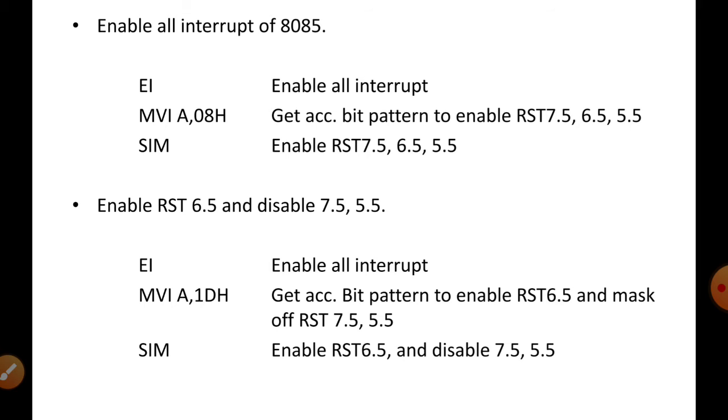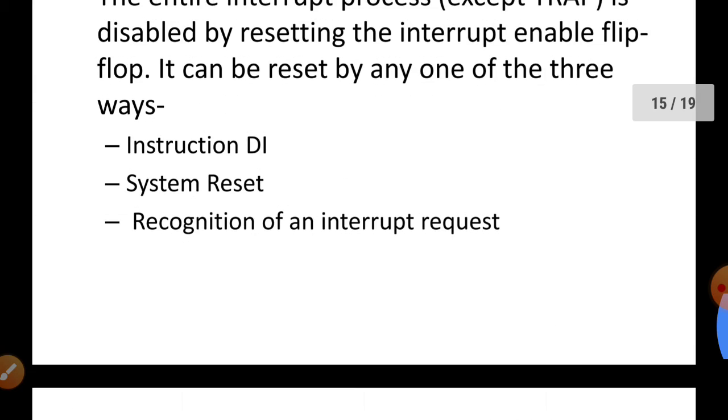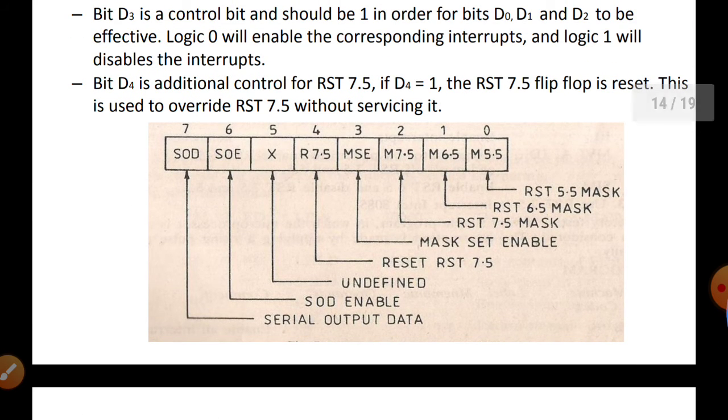So what we are doing is putting 08 into the accumulator. 08 means the D3 bit is 1 and the rest of the bits are 0. Since D3 is 1, it means the mask set enable is enabled, and 5.5, 6.5 and 7.5 bits are 0, which means these are available.